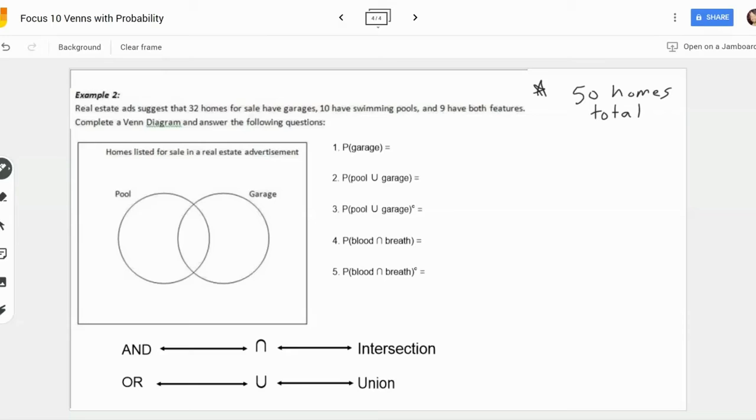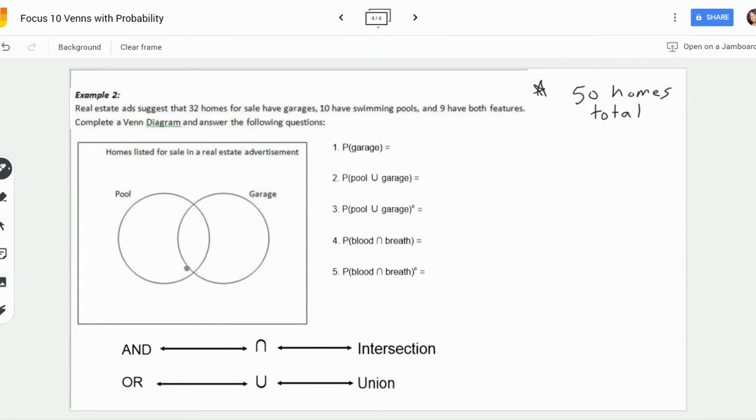This is a video from Focus 10, Venn Diagrams with Probability. This is just the second example. It's the same example as in Focus 9, where there's a real estate ad that suggests 32 homes for sale have garages, 10 of them have swimming pools, and 9 have both features. I'll complete a Venn diagram and answer the following questions.